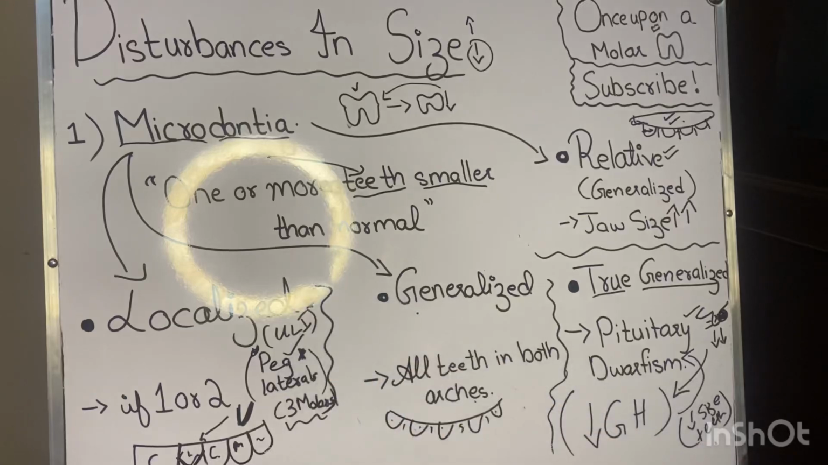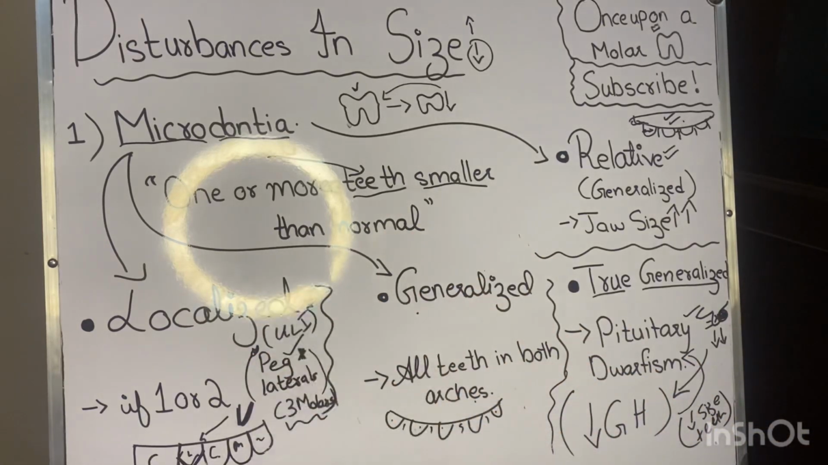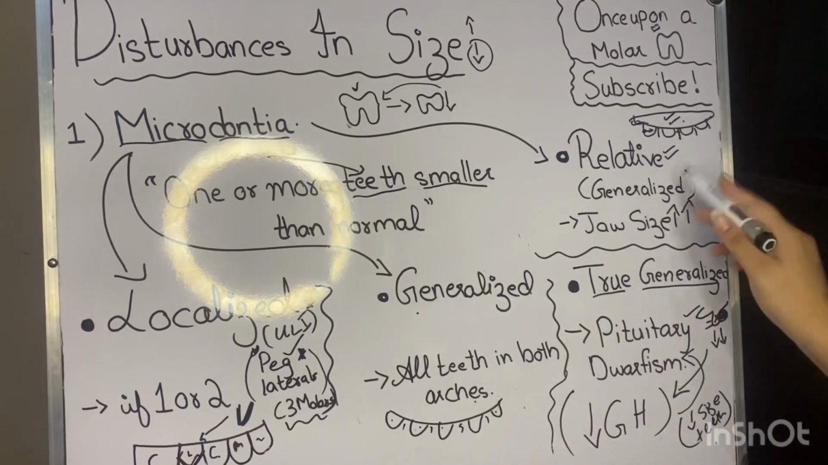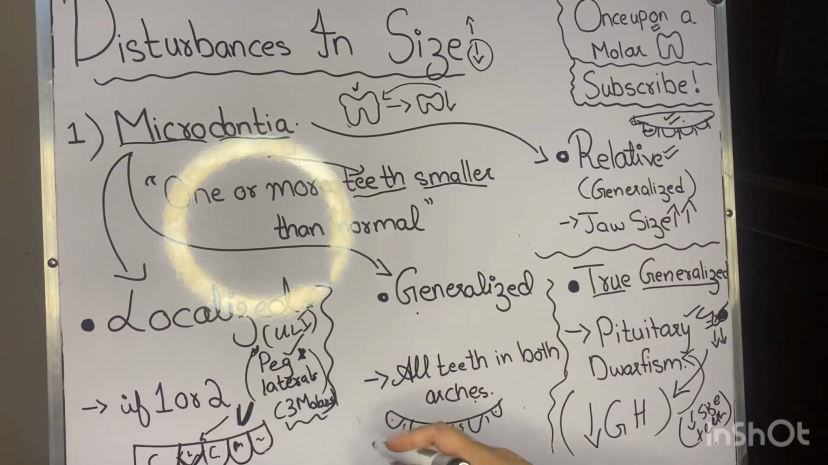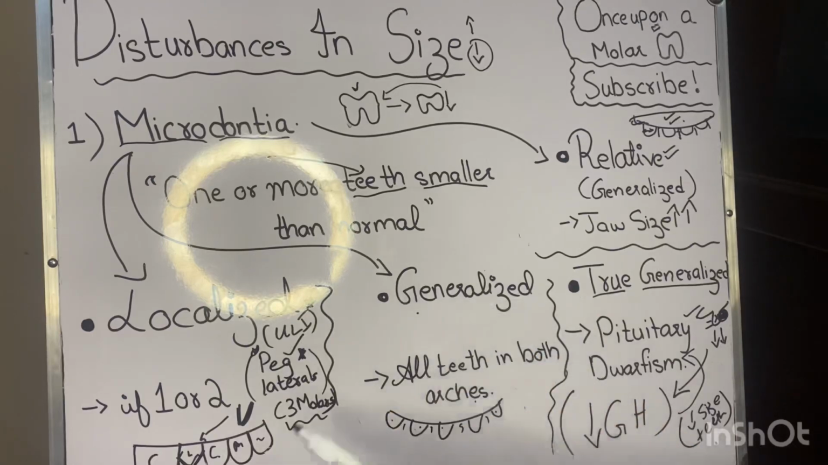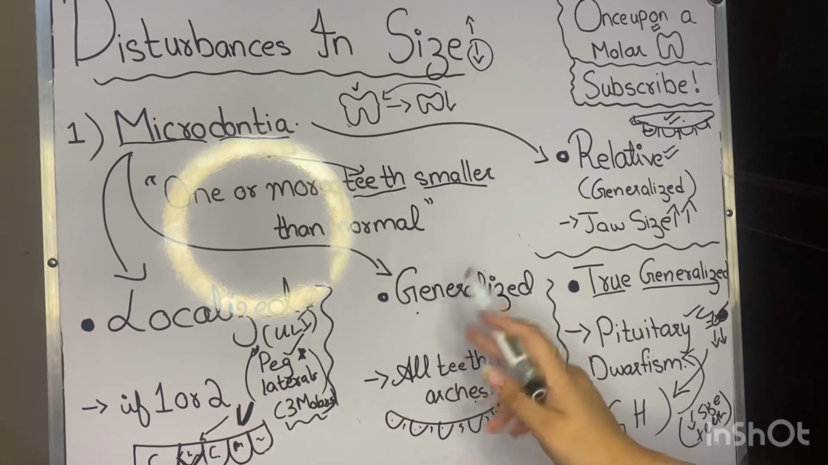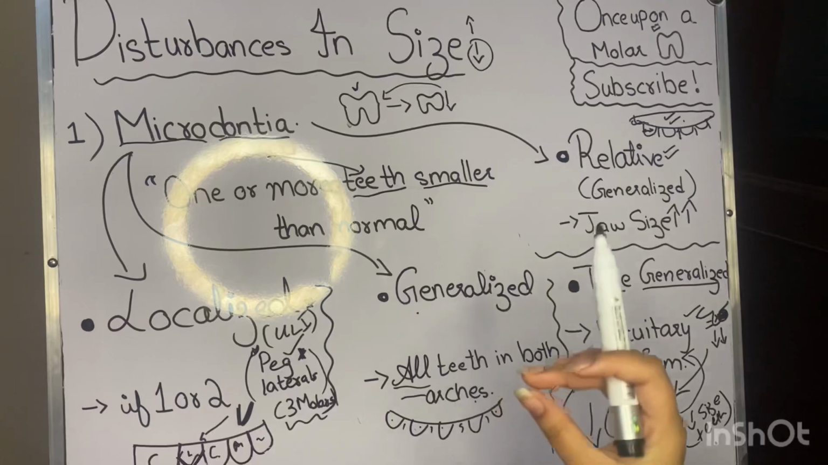Okay, so microdontia, one or more teeth smaller than the normal. It can be localized, it can be generalized, it can be relative generalized, or true generalized. Localized, if one or two teeth are involved, the most famous and important examples are peg laterals, which are the upper lateral incisors. Then we have the third molars. Generalized, when all the teeth in both arches are involved, alright? So jaw size is normal, teeth are small, okay?